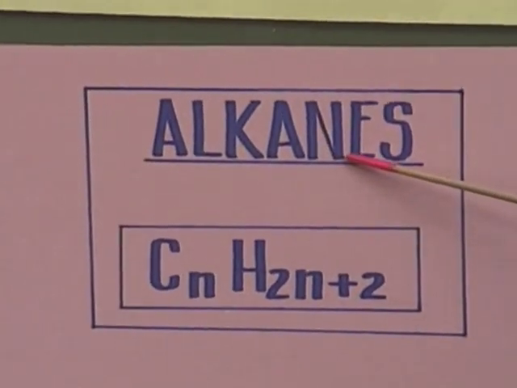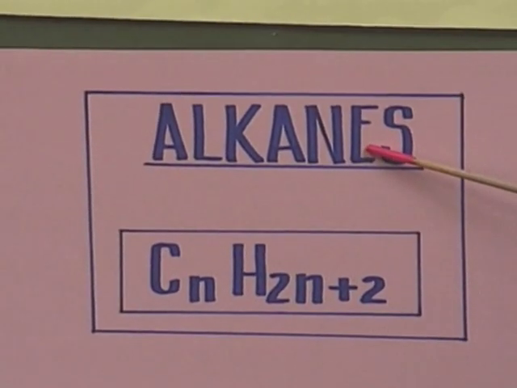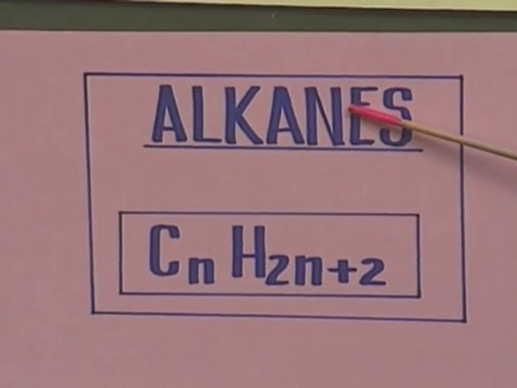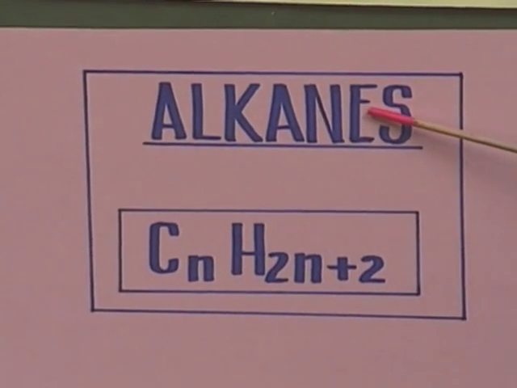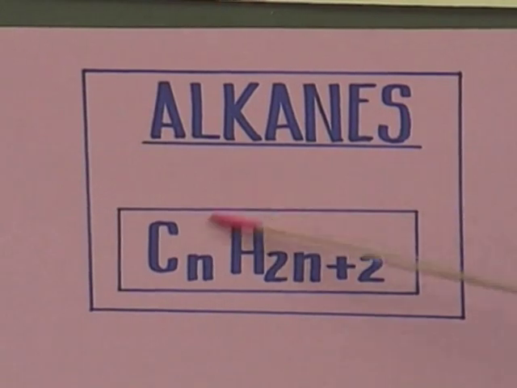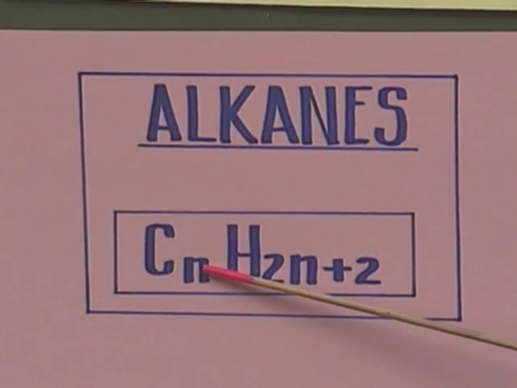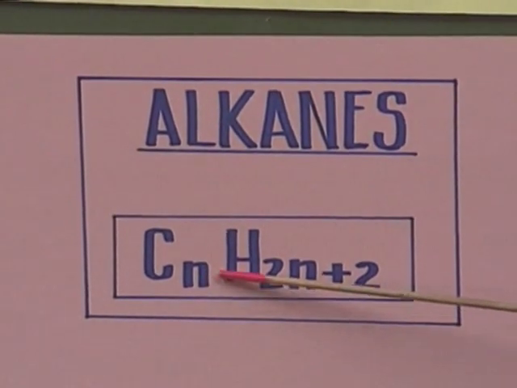Now, the alkanes form a homologous series of saturated hydrocarbons. What does that mean, saturated? It means the compounds only contain single carbon-carbon bonds. And the general formula is CnH2n+2, where n is the number of carbon atoms in a compound.